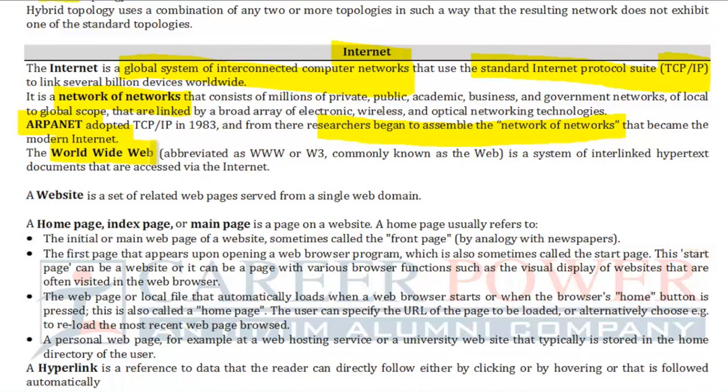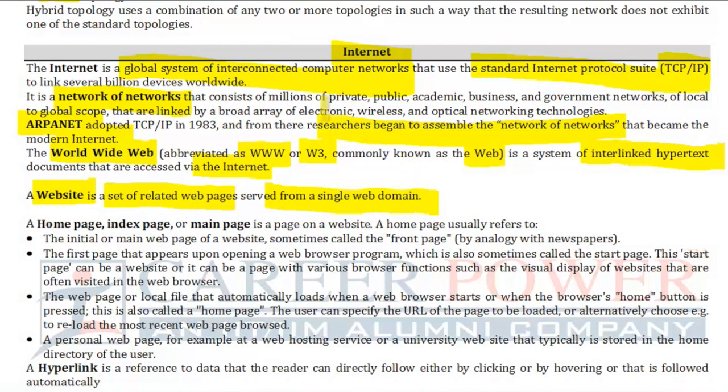Then there's another term, WWW or World Wide Web. WWW or W3, it is also commonly known as the web. It is a system of interlinked hypertext documents that are accessed via the internet. What is a website? A website is a set of related web pages served from a single web domain.